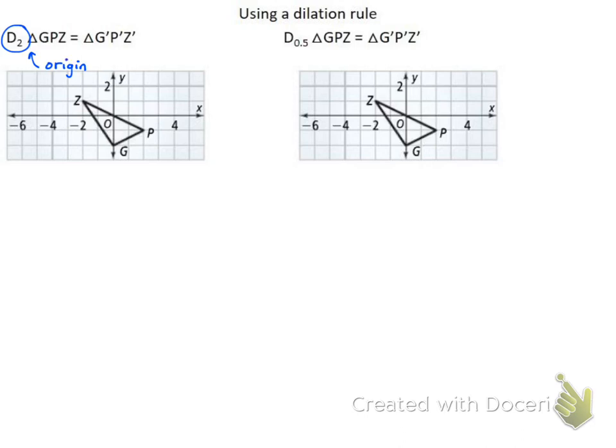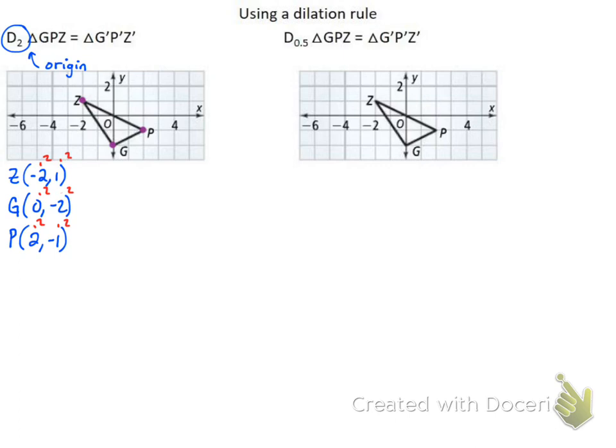And so with each one of these points, I just want to take the ordered pair, and I want to multiply the x and the y by 2. So point Z is the ordered pair -2, +1. G is 0, -2. And then P is 2, -1. And so with each one of these, my dilation factor is 2, so I can multiply the x and the y in each one of these by 2. Multiply every single x and y by 2.